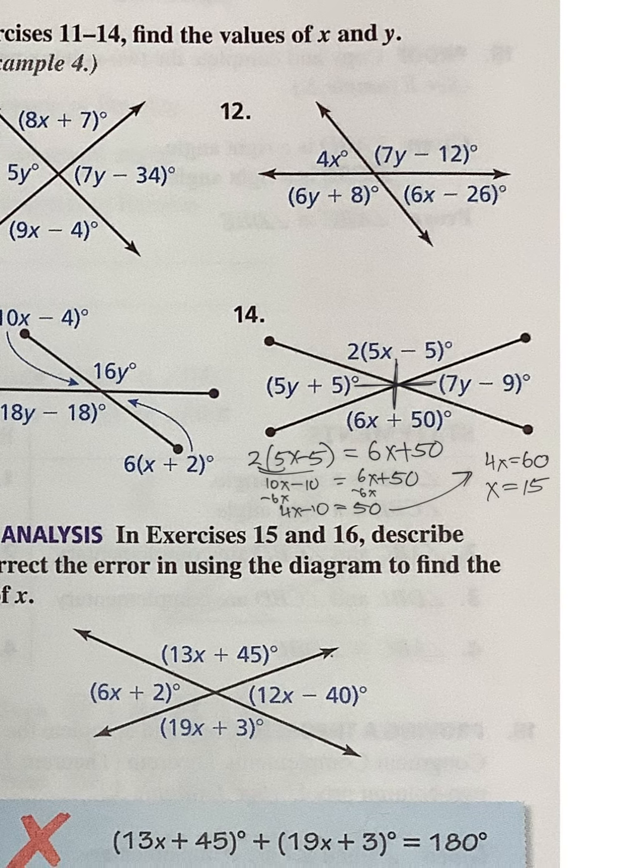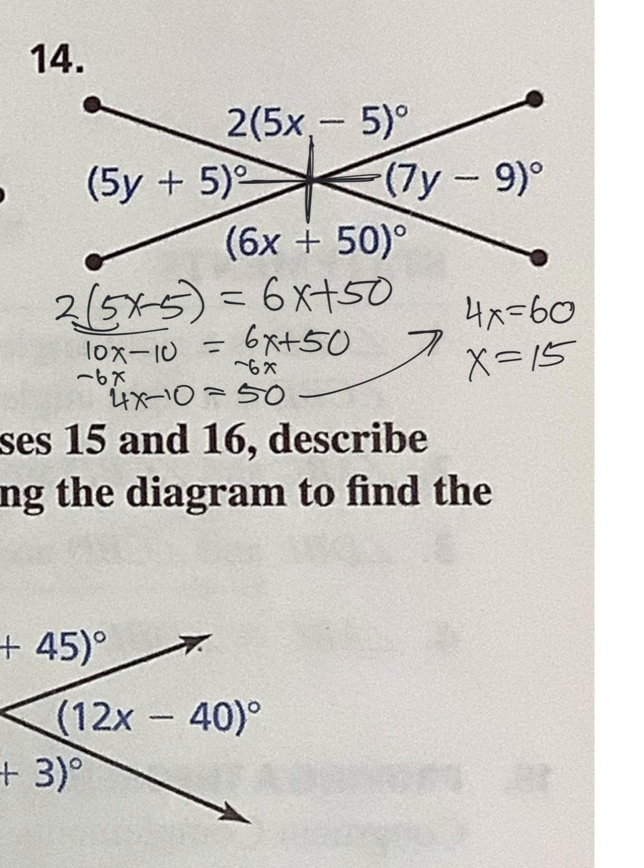It says find the values of x and y. Notice it didn't say find the measurement of the angles. Please read your instructions. All right? So we found x. Now you'd actually have to do that for the other set to get y. Is everybody okay with what you're doing?